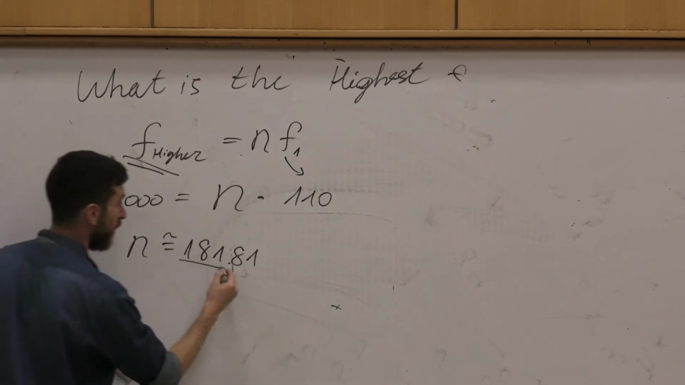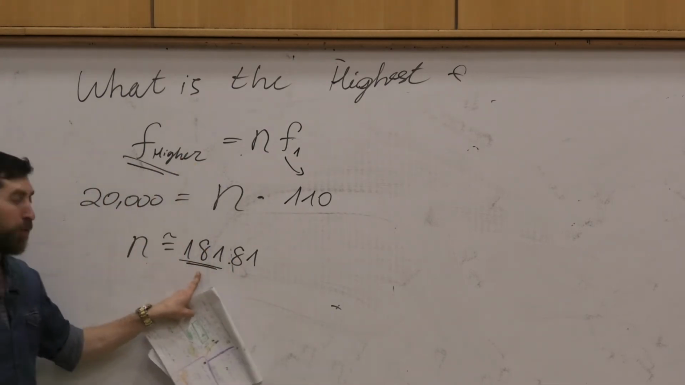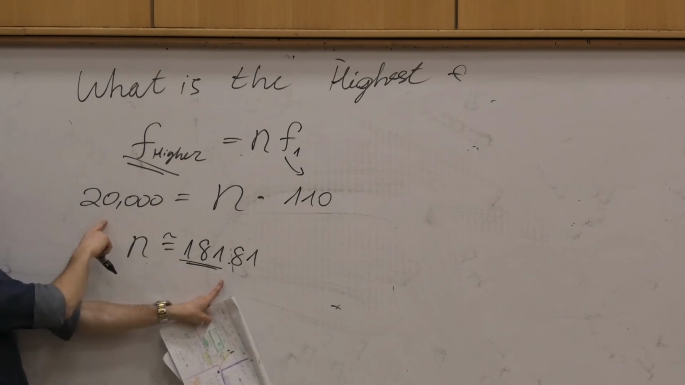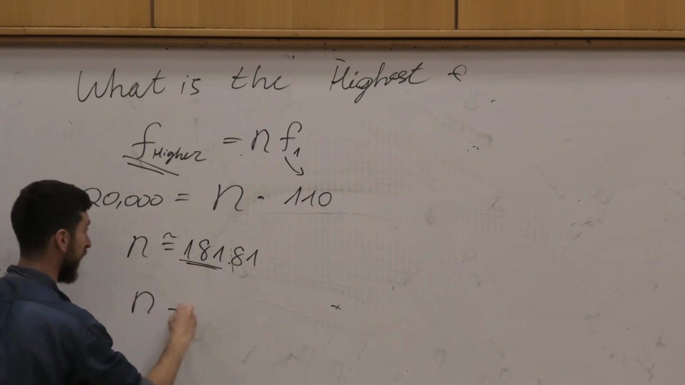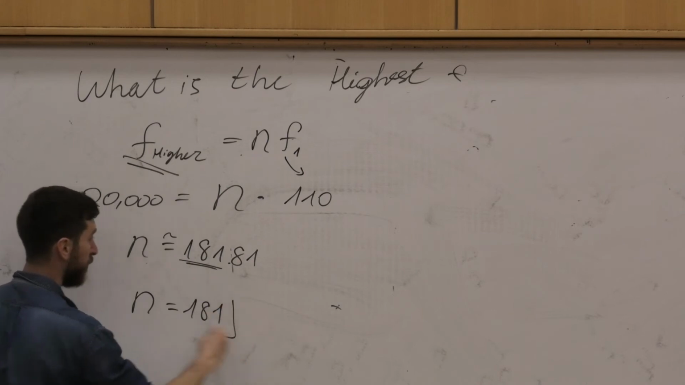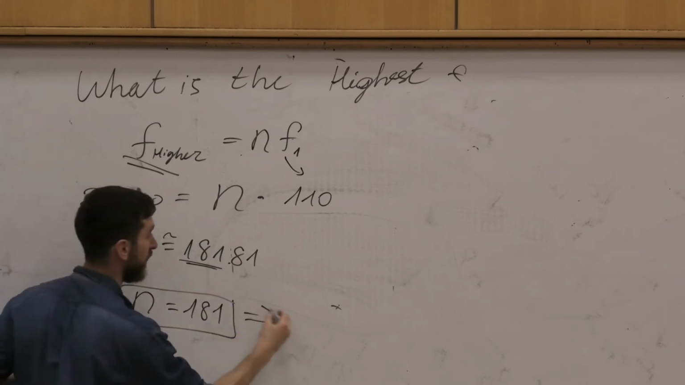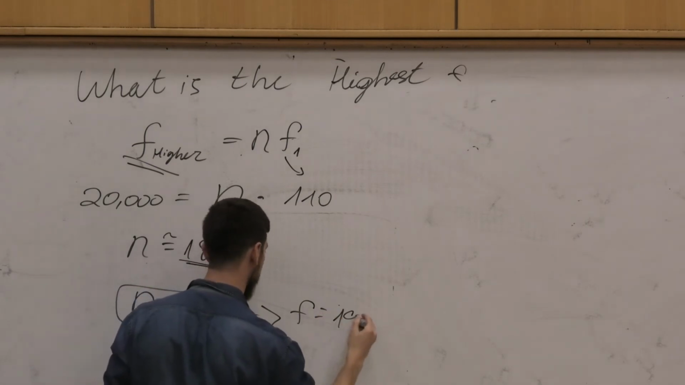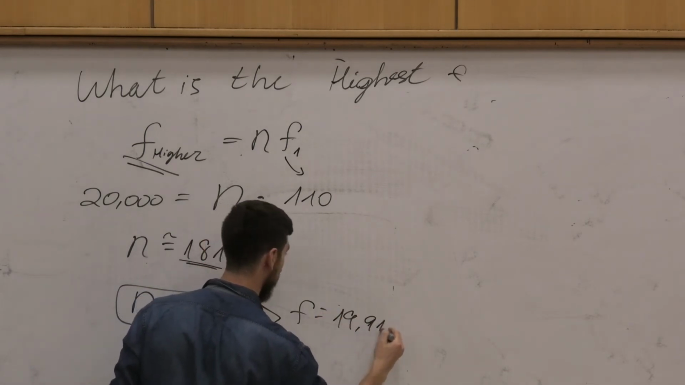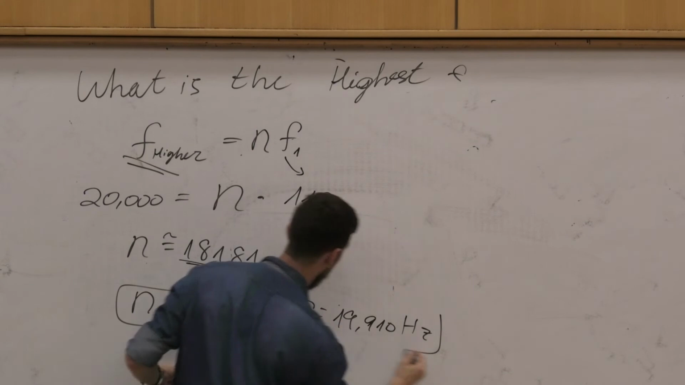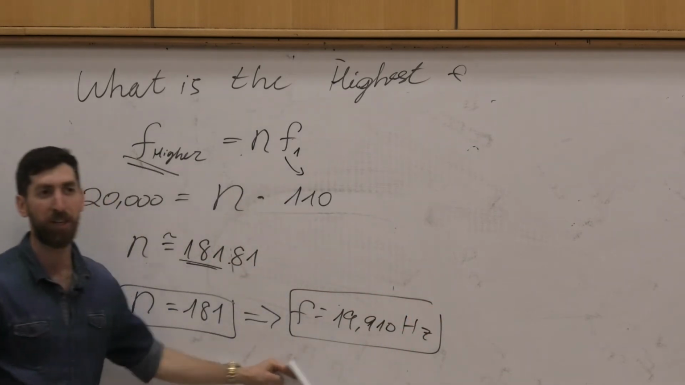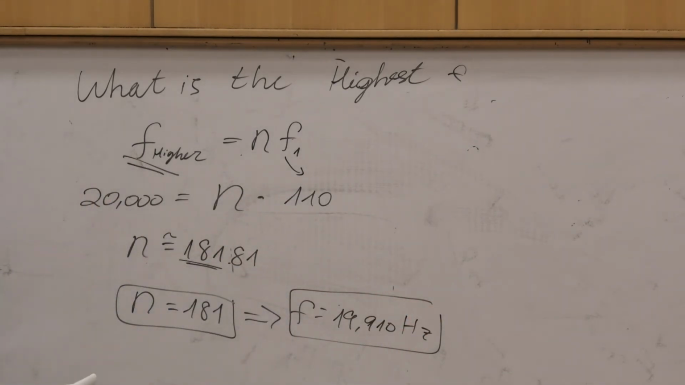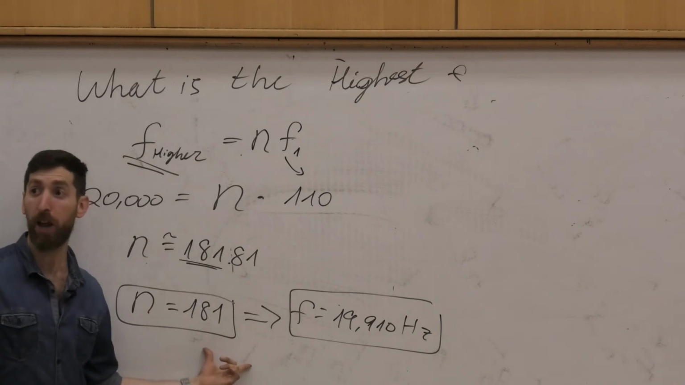So we actually cannot hear 182, right? Because we're going to exceed that. So our real result is 81, right? And this is going to give us the frequency, which is 19,910 hertz. Okay, this is the highest thing we can hear from the string, right? Perfect. What does this wave look like?